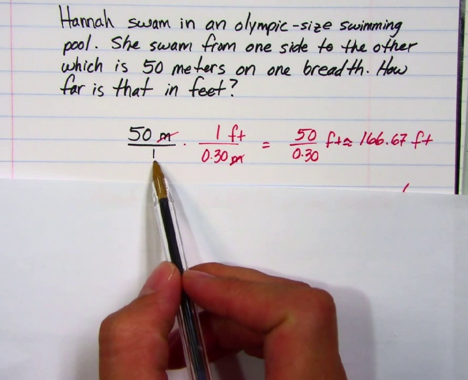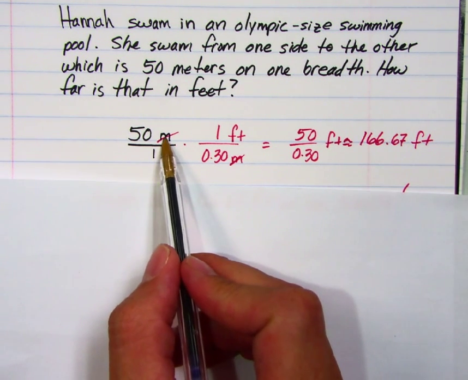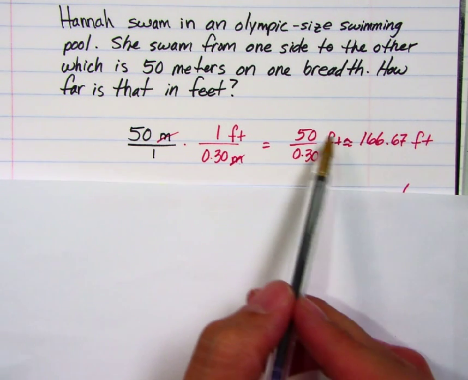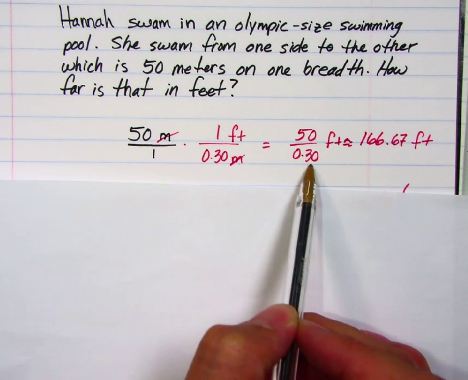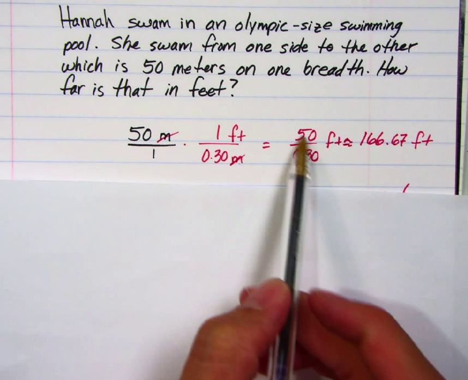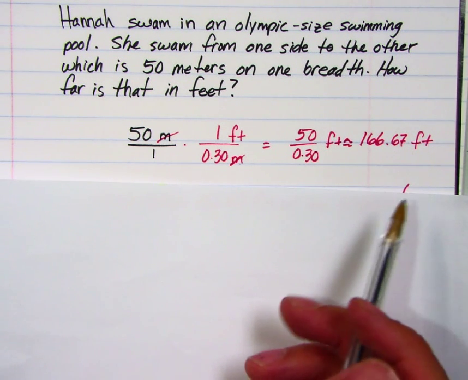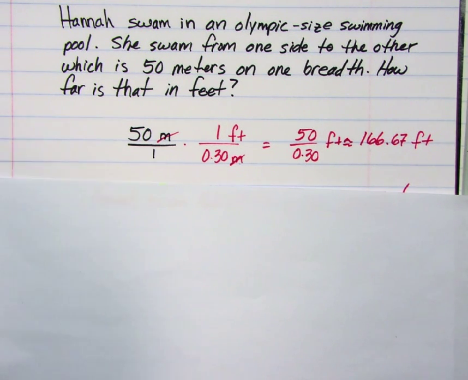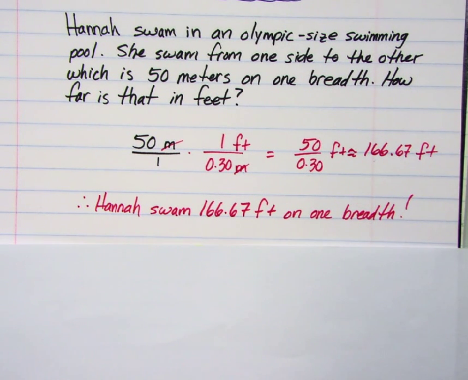50 meters over 1, well, I go and look for the conversion factor. And again, meters is already on top, so I need to put it on the bottom and change it into feet. We're going to divide 50 by 0.3. So think about that. How many 0.3s are going to be in 50? It's almost 3 times as much. So it comes out to be 166.67 feet. Could you do that in one breath? Perhaps. So Hannah swam that much in one breath.